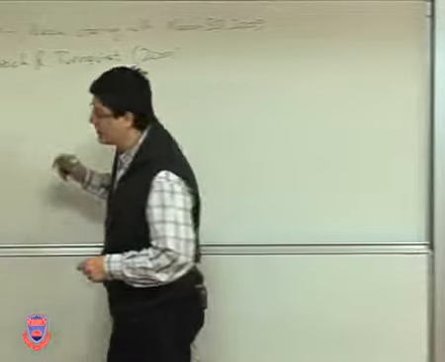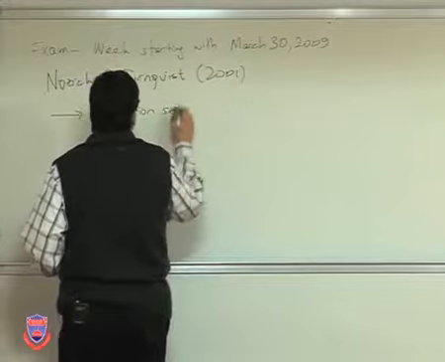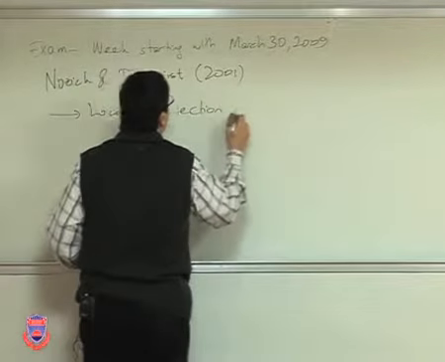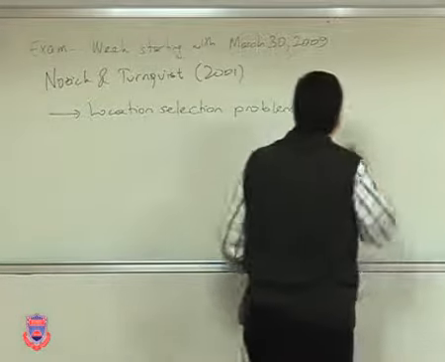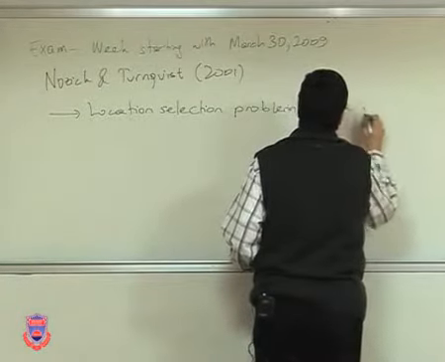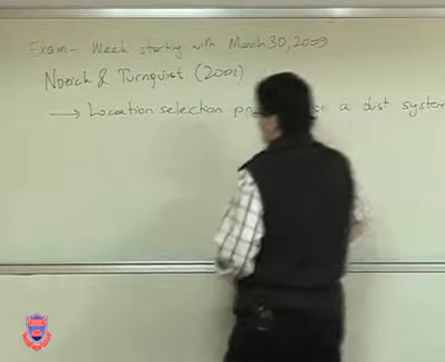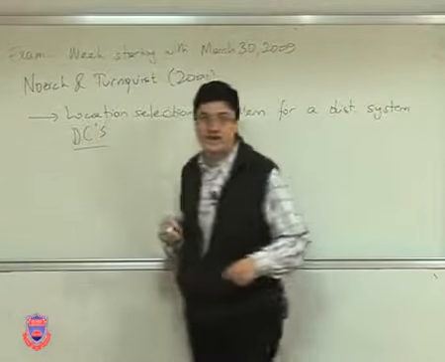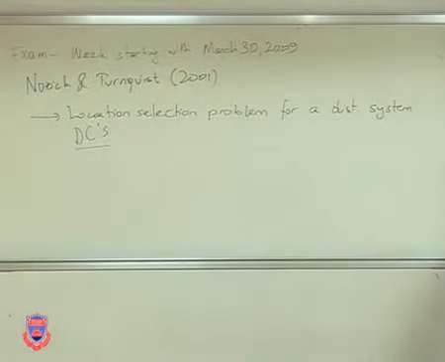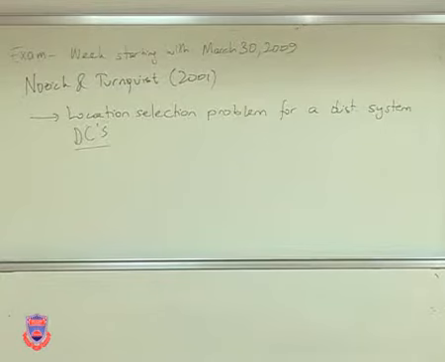We have the location selection problem for a distribution system. Basically, we want to select distribution centers, and I'm going to call them DCs. Sometimes in the paper they are called RDCs. In some figures, it's the same thing. Either regional distribution centers or distribution centers.